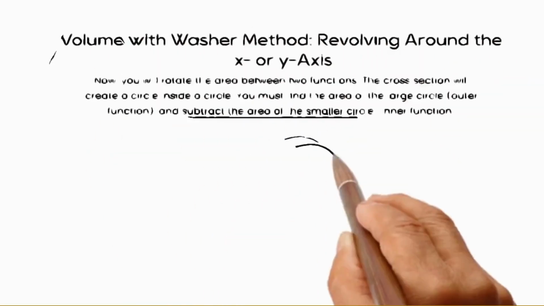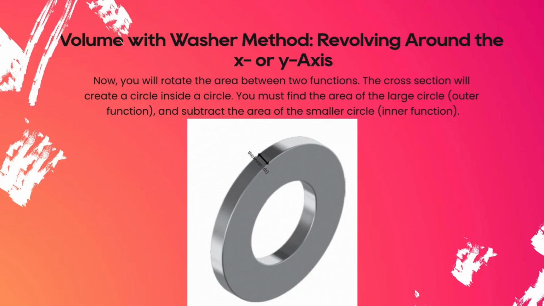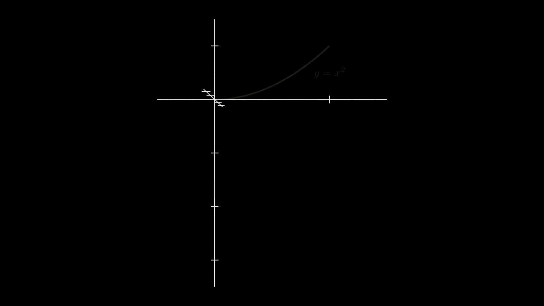Now volume with washer methods. Instead of just rotating one function, you will rotate the area between two functions. The cross section will create a circle inside a circle, and that's known as a washer. To find the volume using washers, you will first find the area of the large circle minus the area of the small circle. So you'll find an expression for the area of a washer, and then you can integrate using that. Let's look at an animation.